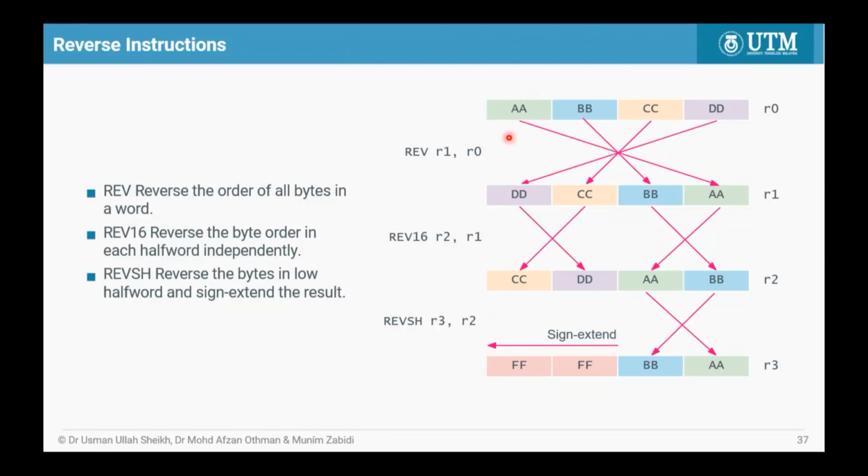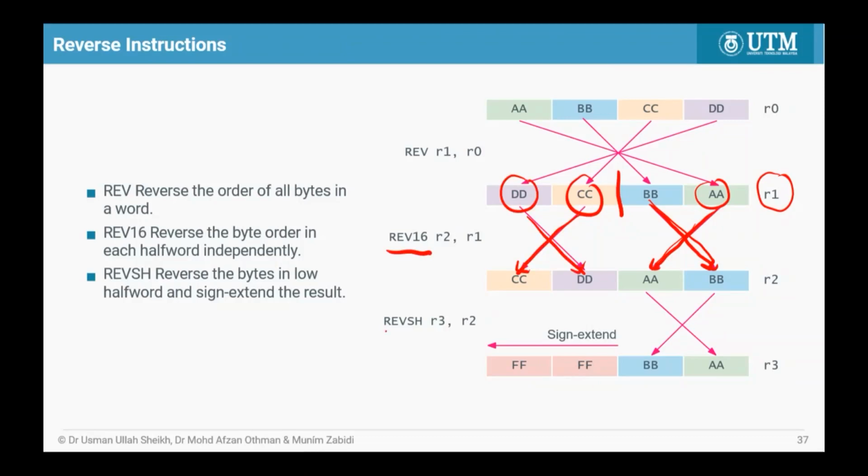If you have REV16, what happens here? First, since this is your R1, the current value of R1, you divide your R1 into half words. One is the lower half word and the other one is the upper half word, or top half word. After that, you reverse the byte order for each half word. So this A will go here, B will go here. And what about C? Similarly, it will go here, and this location here will go here. So this is the final result for REV16.